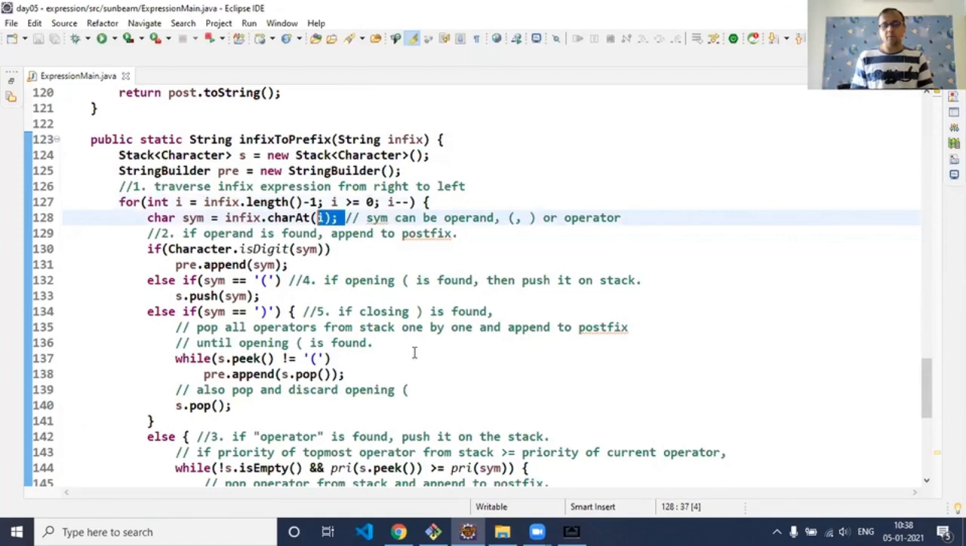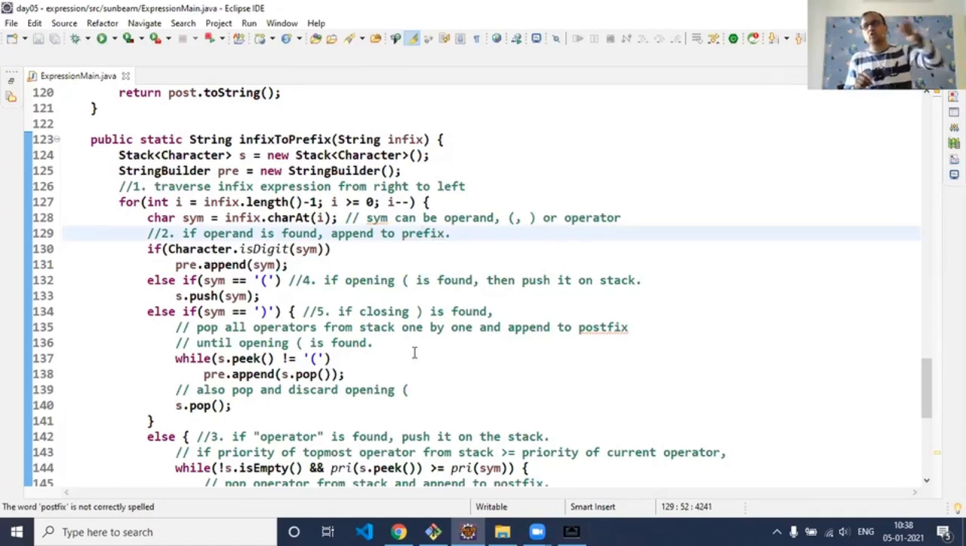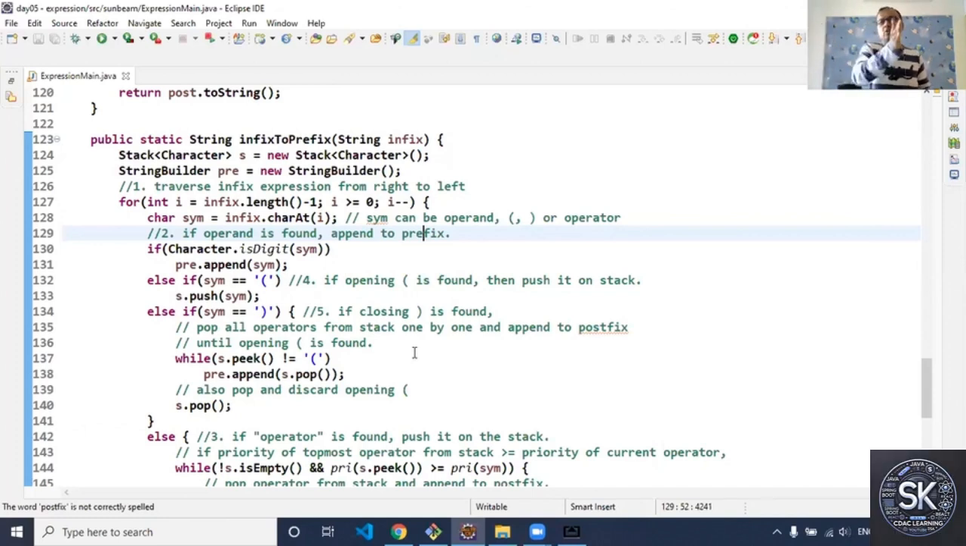Then you get the symbol one by one, that is okay, good. What you are saying, character is a digit, append it into the prefix, absolutely fine. There is nothing much to be done into that. That is still correct. अब एक बात बताओ, आप लोग लेफ्ट टू राइट नहीं जा रहे हो, आप लोग राइट टू लेफ्ट जा रहे हो. कॉमन सेंस सोचो, अगर आप लोग राइट टू लेफ्ट जा रहे हो, तो आपको पहले ओपनिंग आएगा या पहले क्लोजिंग आएगा? कॉमन सेंस है, पहले हमें क्लोजिंग आएगा क्योंकि हम लोग उल्टा जा रहे हैं.